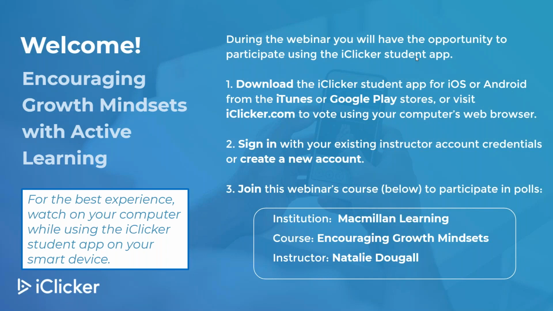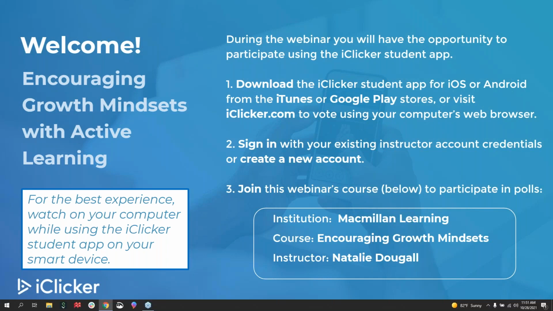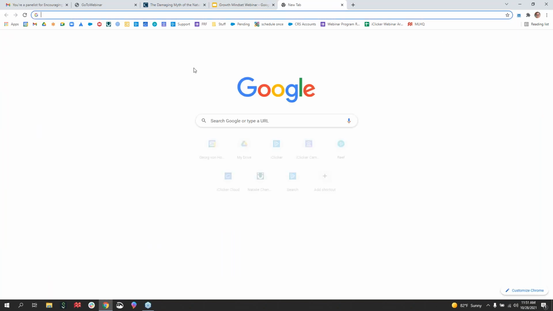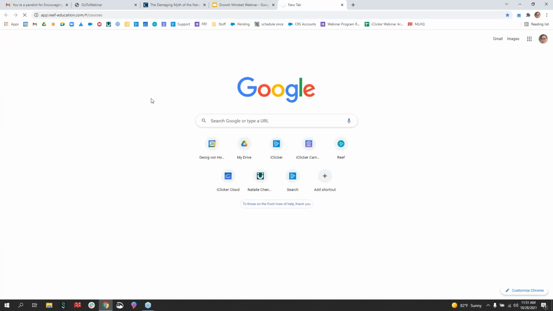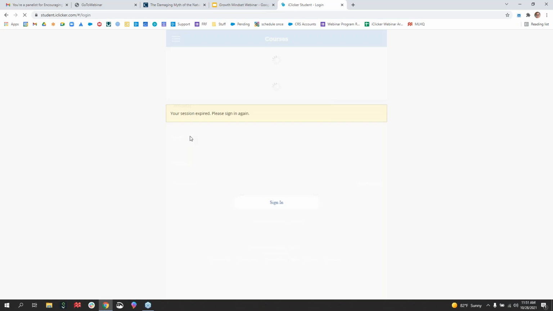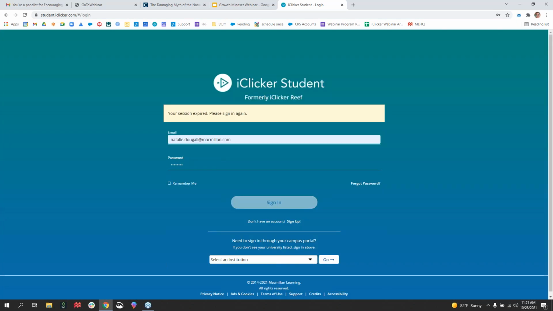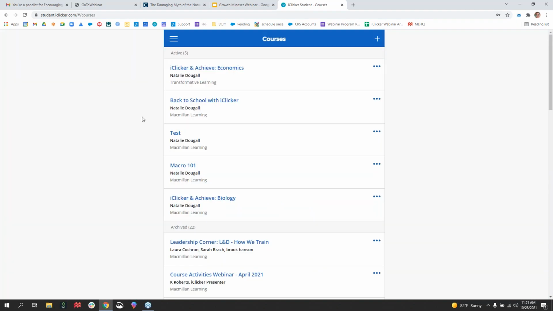Yeah, iClicker Study Tools is really neat. Basically, what it is, I'm just going to go ahead and show it to you. Students are able to take their class. Just going to go ahead and sign in, and they can come into their class.